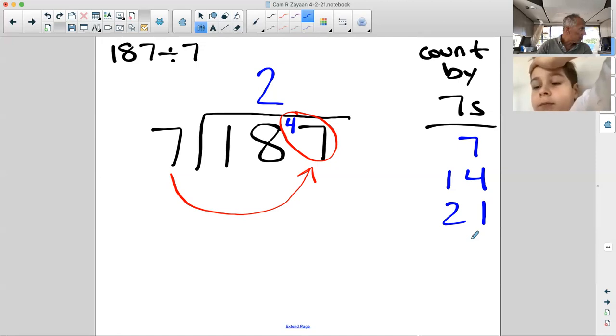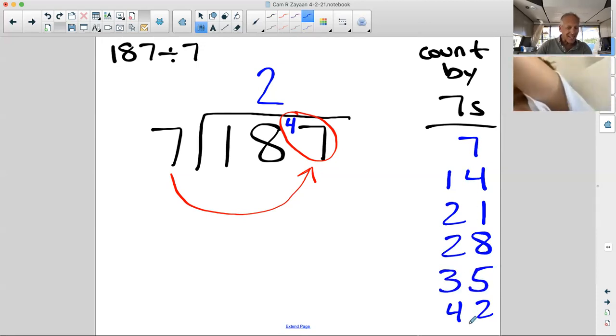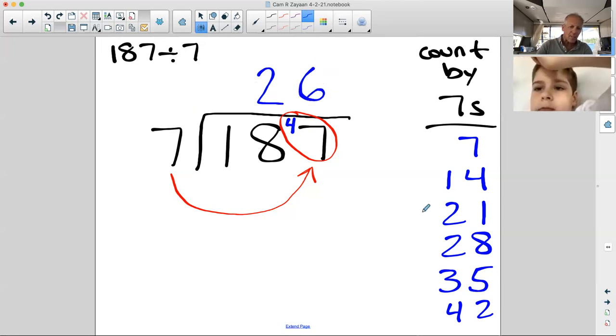Let's see. 42. No, 42 is not the next one. 42 is way down here. After 21 is 28. 7 more is 35. And the 6th 7 is 42. Wait, is that our number? Of course it is. 7 times 6 is 42. 42 is less than 47. And what's left over, Cam? What's the remainder?